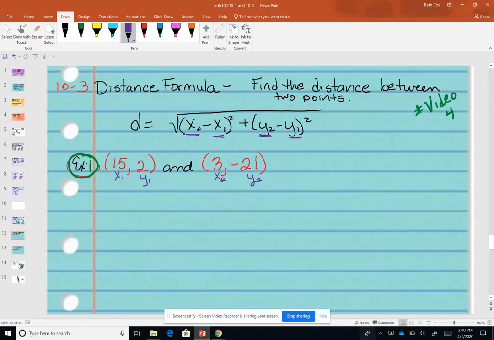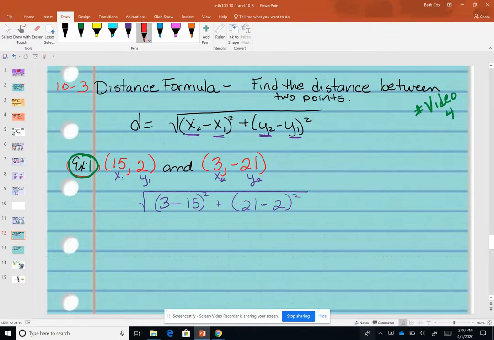So here we go. The formula starts out with x2 minus x1. And then the next one is y2 minus y1. And then we finish out the formula. So there we go. Alright, so now let's do this.